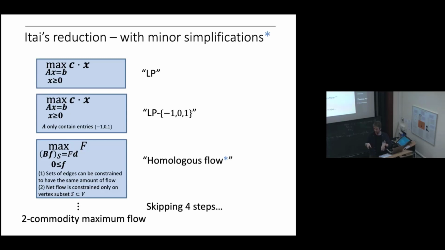Okay? And then you can take any vertices that normally would have some kind of demand on them and say, I don't care what the net flow is on that vertex. So the demands only have to be specified on a subset of the vertices, and then they can be whatever you want on the rest.